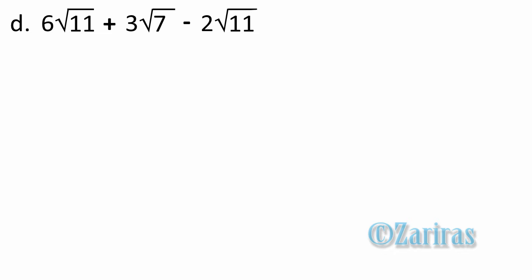D: 6 root 11 plus 3 root 7 minus 2 root 11 minus 5 root 7 plus 4 root 7. So here we have just two different types, root 11 and root 7.